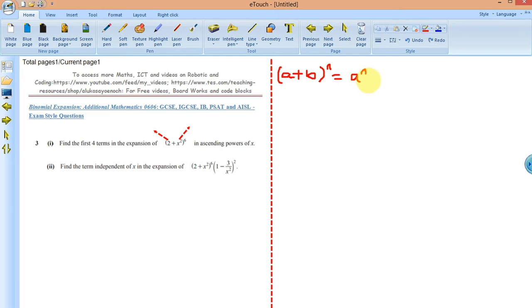Then plus n combination 1. As the power of this one decreases, the power of this one will increase. So you have a raised to power n minus 1, then b to the power 1. Because of my time, I will just end with n combination 2, then a raised to power n minus 2, then the second term, b, raised to power 2, and so on and so forth.